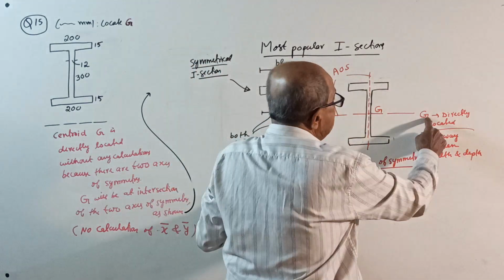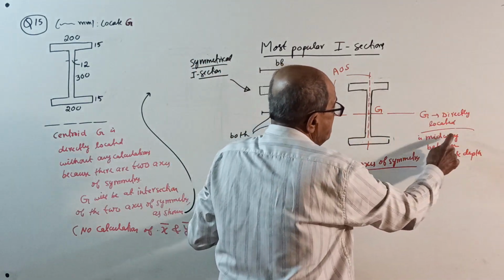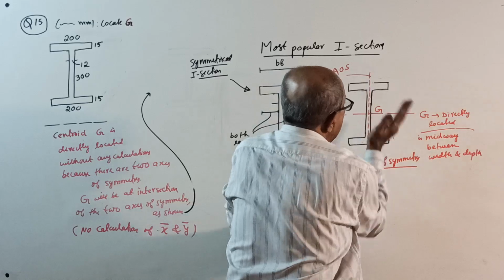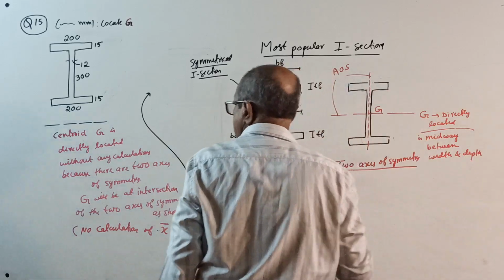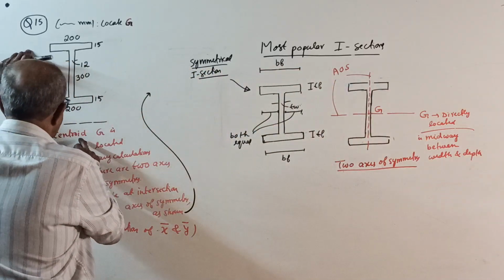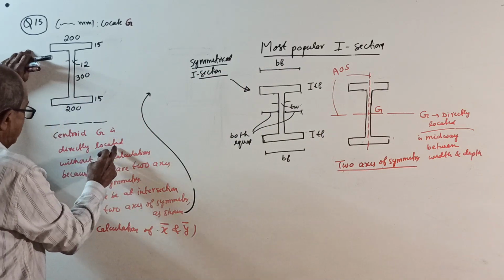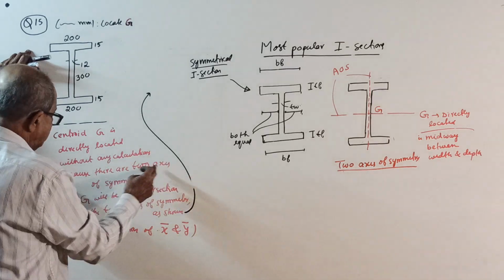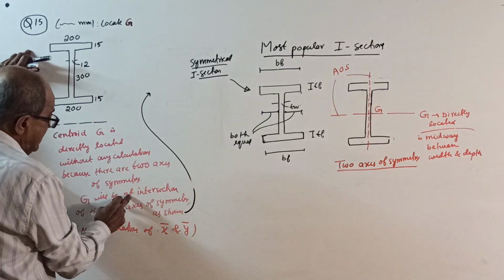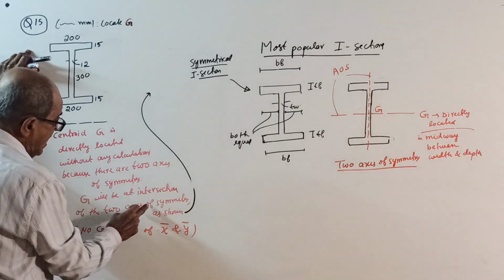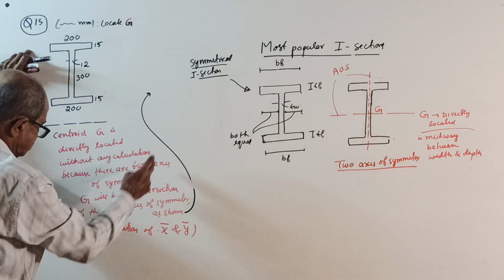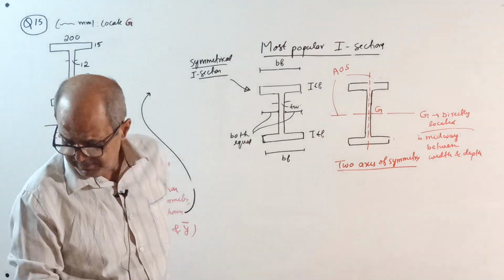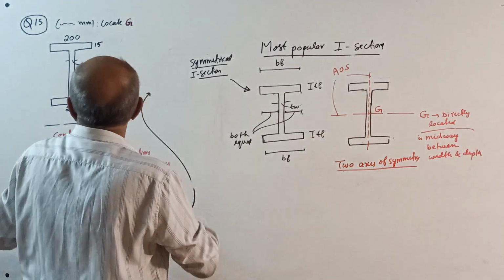So, G is directly located, that is midway between width and depth. Width-wise midway, depth-wise midway. So, I wrote here, centroid G is directly located without any calculation. Because there are two axes of symmetry, G will be at intersection of the two axes of symmetry as shown. I will show the sketch. No calculation of X bar, Y bar. Now, one problem, actually first of all, it is not a problem.